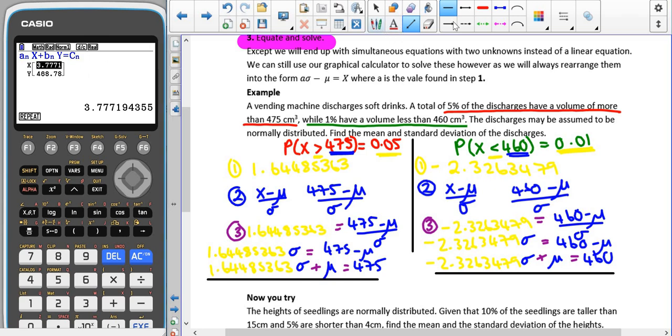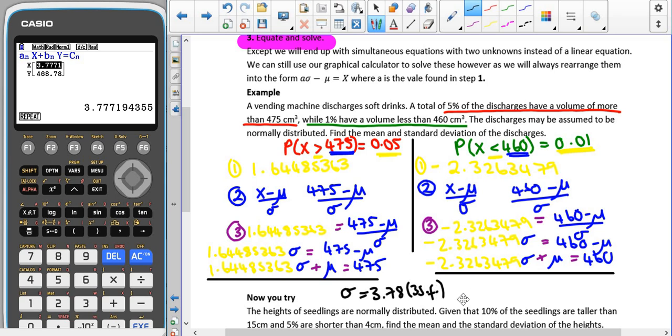Now, because in both of these equations, our sigma is the first symbol that we have, the first answer at the top here is our sigma. So sigma equals 3.78 to 3 significant figures. And our mean is going to be 469 to 3 significant figures.